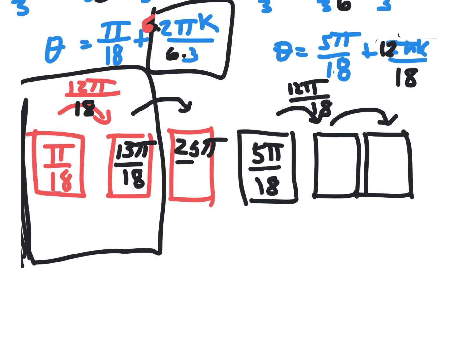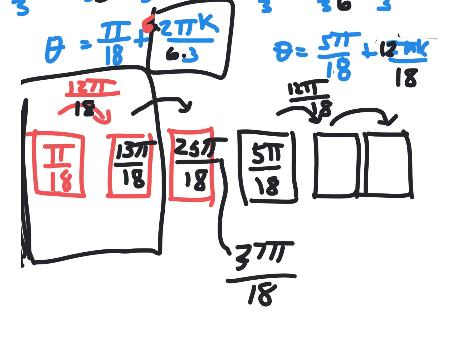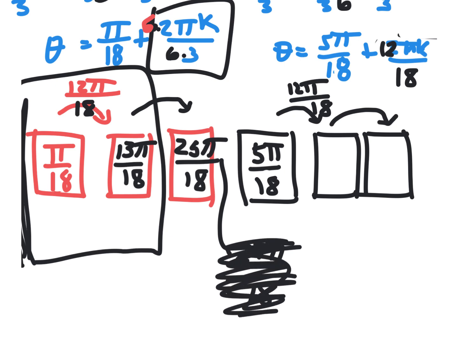25 pi over 18. Now, I ask, why can't I just keep on adding 12 pi over 18? Like, I'll add another one. I'd have 37 pi over 18. Do you get that's bigger than 2 pi? So you can't do that, because we only want the answers between 0 and 2 pi.